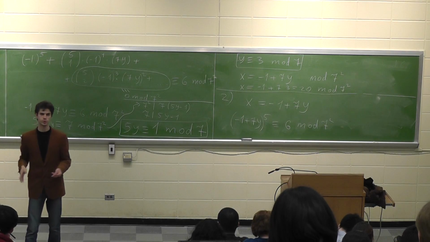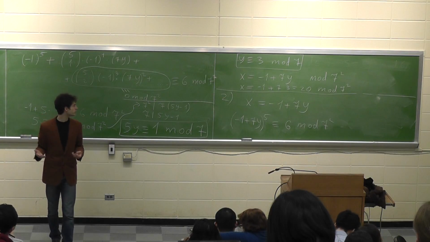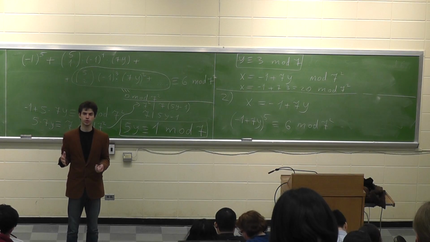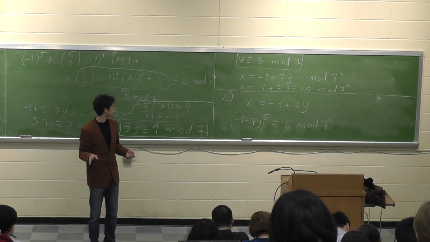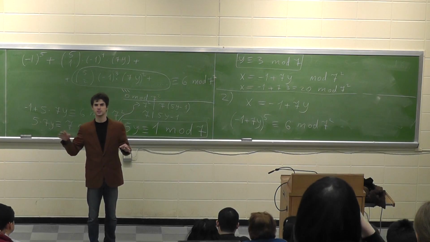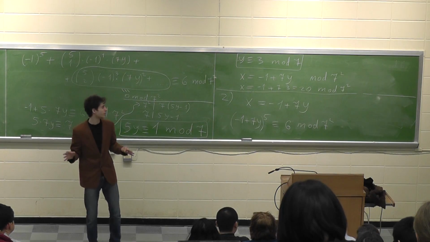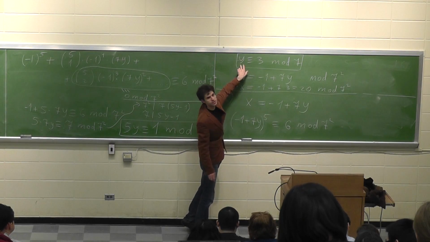So the trick was: first solve the congruence modulo the prime number. Then if you want to go to a prime square, just take the knowledge that you obtained from solving the congruence modulo this prime number, write your solution as your solution modulo p plus an unknown multiple of p, and try to write down the equation for this unknown multiple.